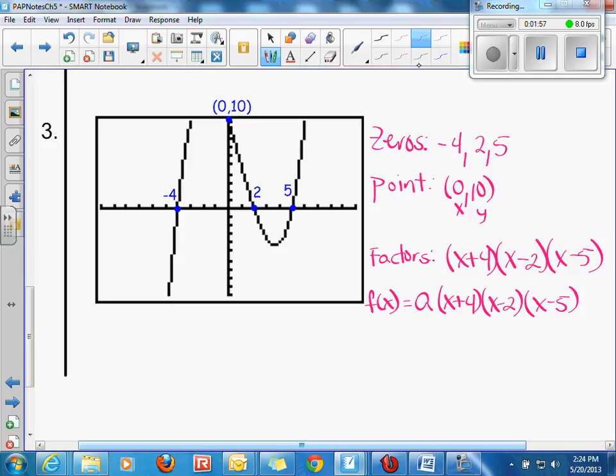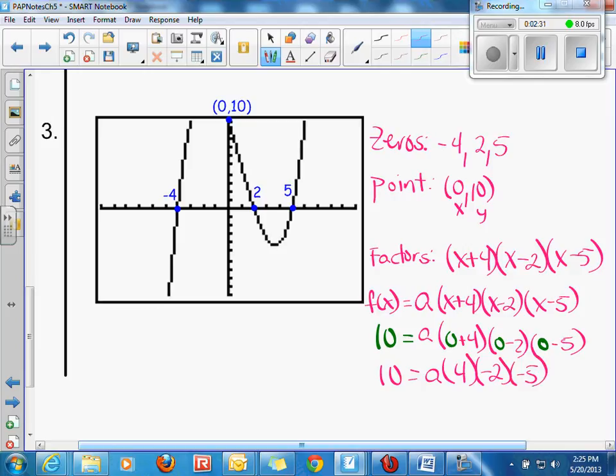So we need to plug in the y value, which was 10, into our equation, and the x value was 0. So I'm plugging in 0 for all my x's. Then simplify. 0 plus 4 is 4, 0 minus 2 is -2, 0 minus 5 is -5.